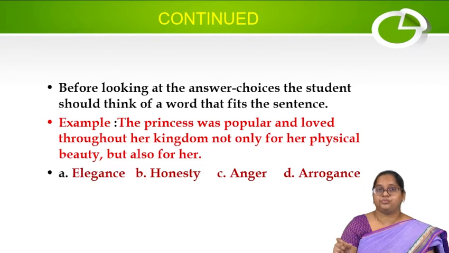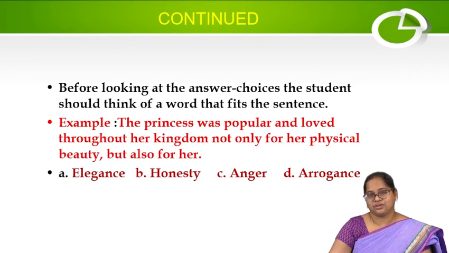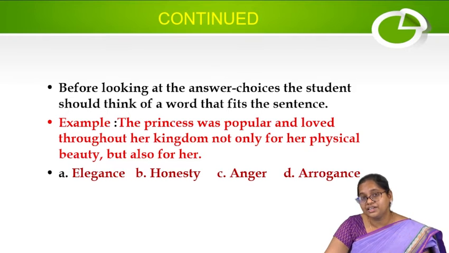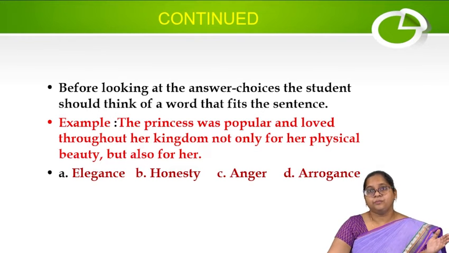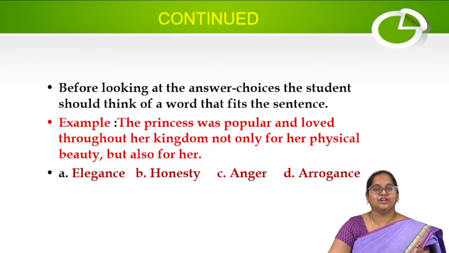So again, the appropriateness of the word. You have to think and worry about the right word. So what is the right word? You can think about that question in the given sentence. For example, the princess was popular and loved throughout her kingdom, and not only this is the context. You can easily guess it.